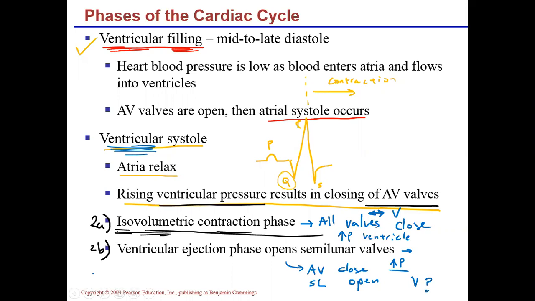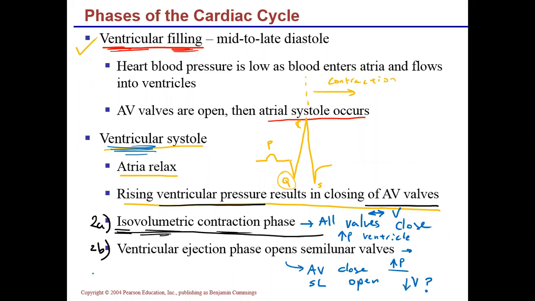If you want, you can pause the video and guess or think of it. Give you a moment. Pause the video. Is the volume high, low, or no change? Because remember, the volume went out of the ventricle. We are talking about the volume inside of the ventricle. So if they are ejecting blood from the ventricle, the volume is going down.